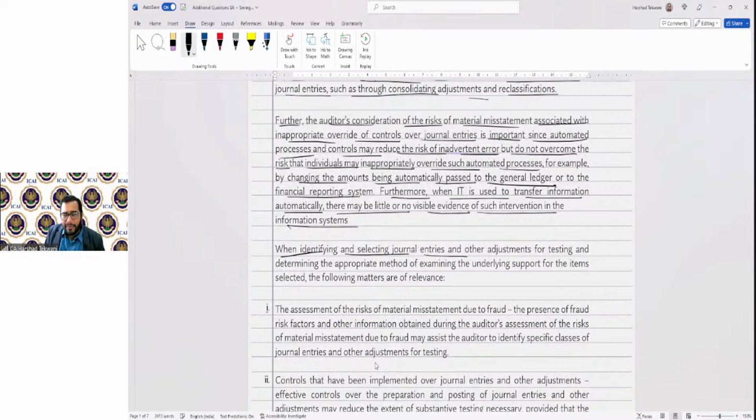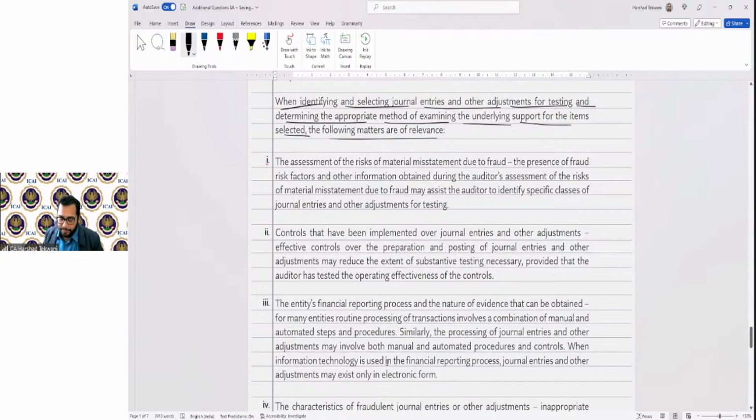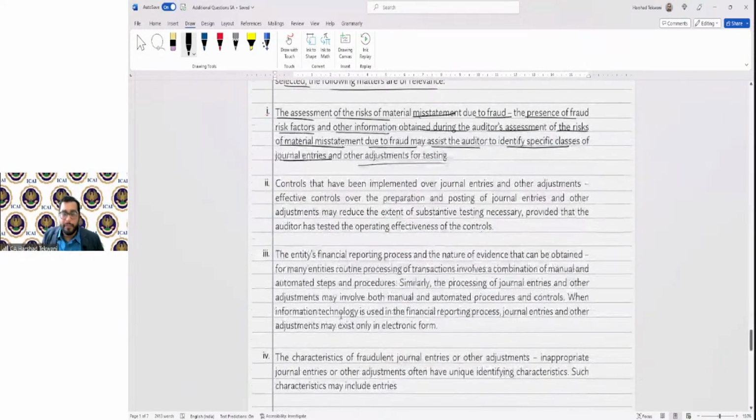So when identifying and selecting journal entries and other adjustments for testing, and determining the appropriate method for examining the underlying support for the items selected, the following matters are of relevance. These are the important matters that you need to consider. First, the assessment of the risk of material misstatement due to fraud. The presence of fraud risk factors and other information obtained during the auditor's assessment may assist the auditor to identify specific classes of journal entries and other adjustments for testing. For example, when you performed your risk assessment, you identified that there could be a risk in cash sales. So you will focus on the areas of cash sales when you select the journal entries. Based on your risk assessment, you will select risky areas.